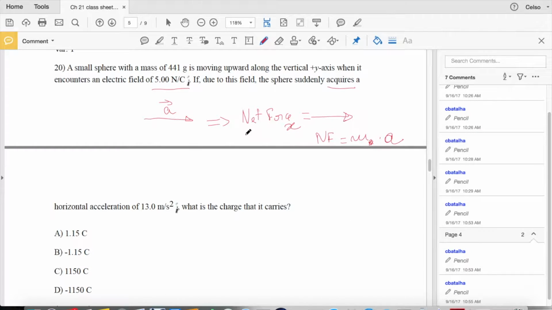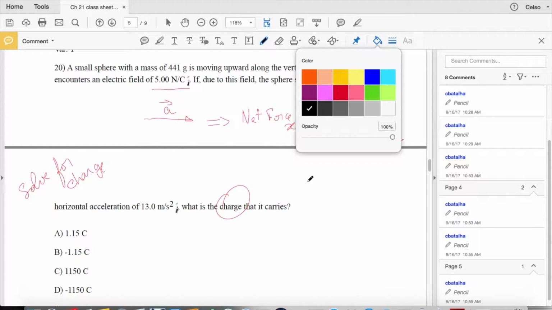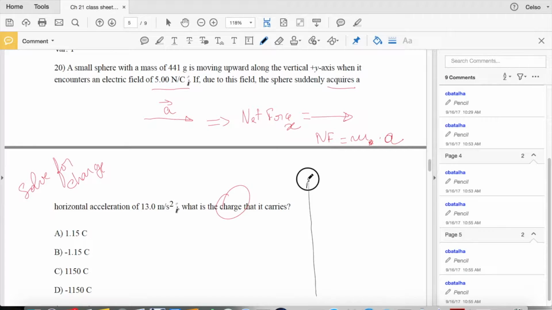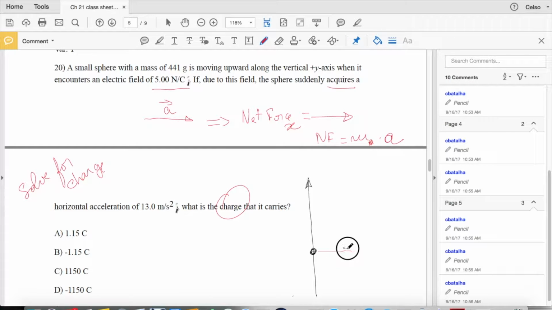And we have to find the charge, so we want to solve for charge. Let's outline this problem. Vertical direction. We have a little mass that is moving up, and suddenly it feels a field, and the only thing we know is that the net acceleration is here, which means the net force is in there.